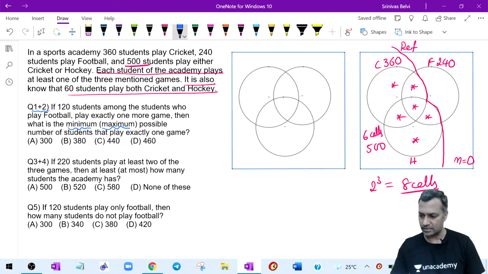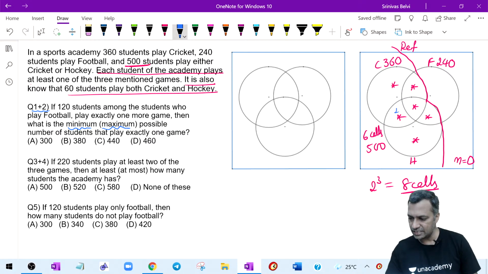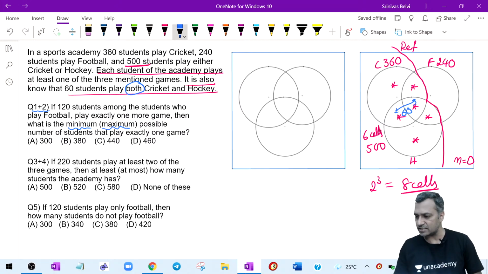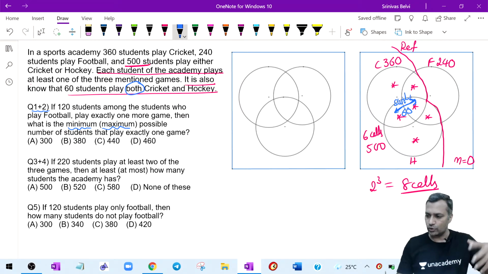Now, very important is this. What is 60? The sum of these two cells is 60. I told you it is both. Now, both means at least cricket and hockey is 60, which means the sum of these two cells. Let me just name it as a switch.